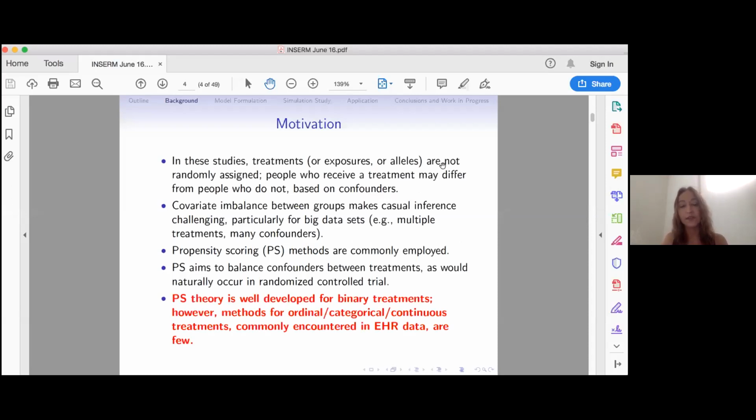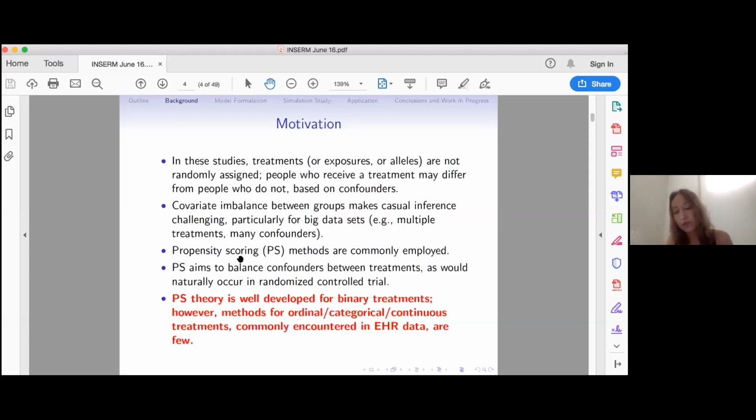We know that in these studies, treatments, exposures, alleles are not randomly assigned, which means people who receive a treatment may differ from those who do not, based on a set of confounders. Such covariate imbalance in observational studies makes causal inference challenging, right? And it's especially challenging for big data sets. If we're dealing with EHR data sets, we may have hundreds of clinical variables that could be confounders of a treatment outcome relationship.